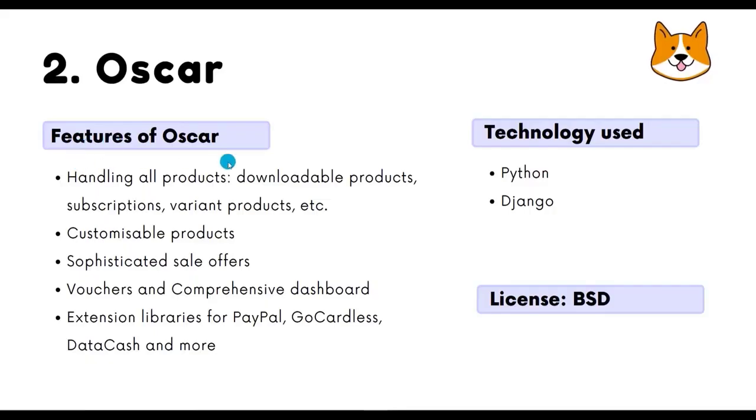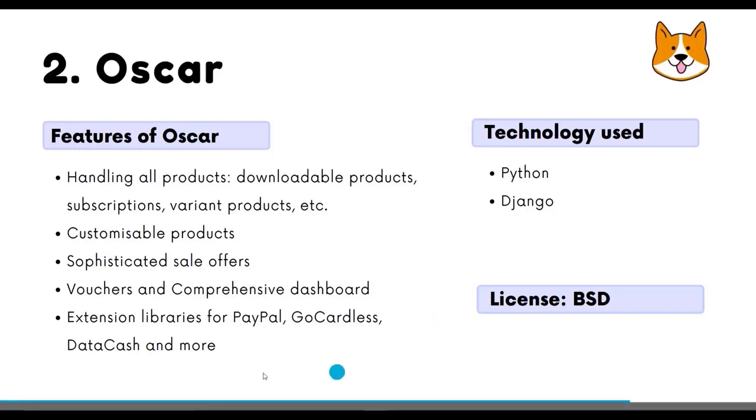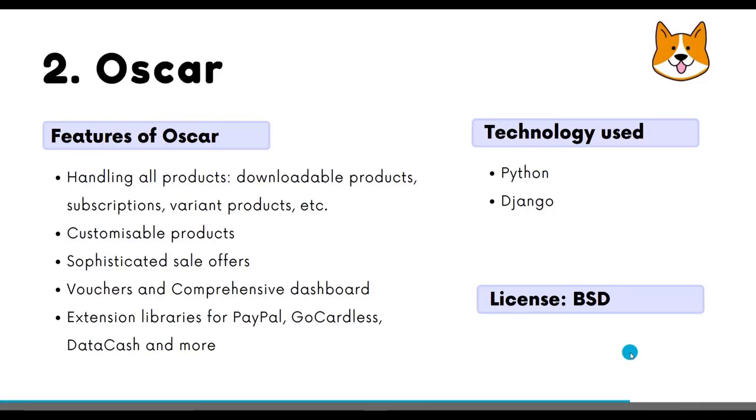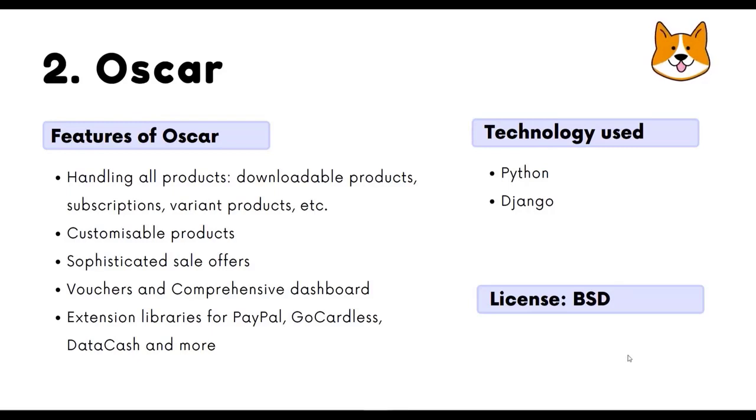So here we have some cool features of Oscar. It handles all products which are downloadable, subscriptions, variant products, something like that. It has customizable products, sophisticated sale offers, vouchers, and a comprehensive dashboard. And there are many extension libraries for PayPal, GoCardless, DataCash, and there are many more. This Oscar is also built using Python Django, and it is under the BSD license. Let's see what we have on top 1.